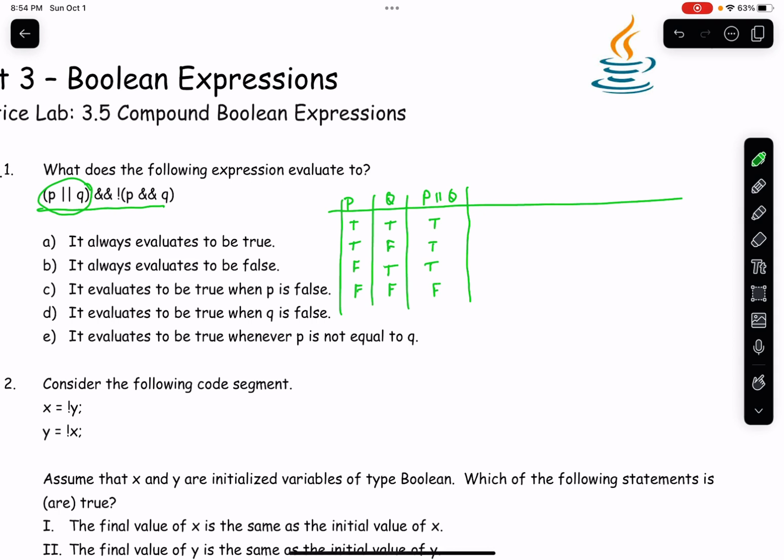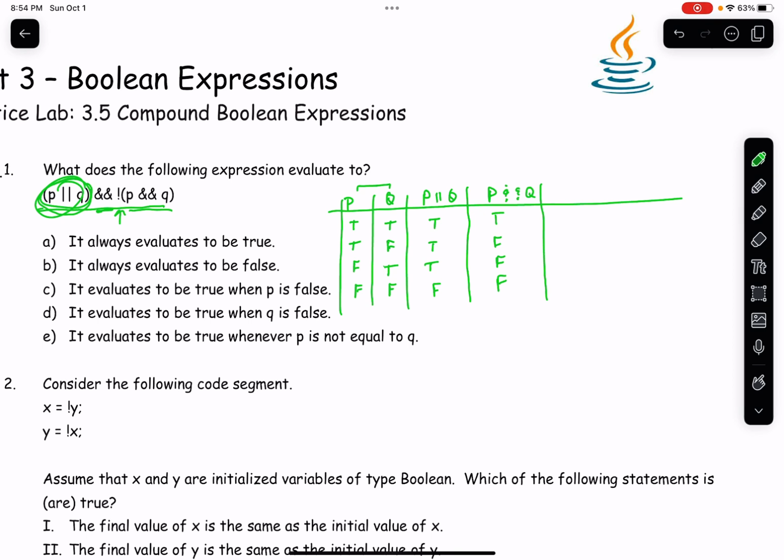So I have this first piece right here, and now I have an and, but then I have parentheses and then a not. So I've got to do what's in the parentheses next. So it's P and Q. Now I'm looking at these two, and and means they both have to be true. So this would be true, but the rest would be false, right? So I'd get true, false, false, false.